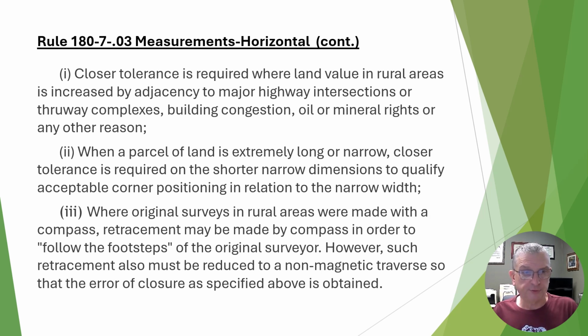So this little 3i is in here to say that where original surveys in rural areas were made with a compass, retracement may be made by compass in order to follow the footsteps of the original surveyor. In other words, the state's not concerned with how you go about conducting your survey. It's the end product that they're concerned with. So it says, however, such retracement also must be reduced to a non-magnetic traverse so that the area of closure as specified above is obtained.